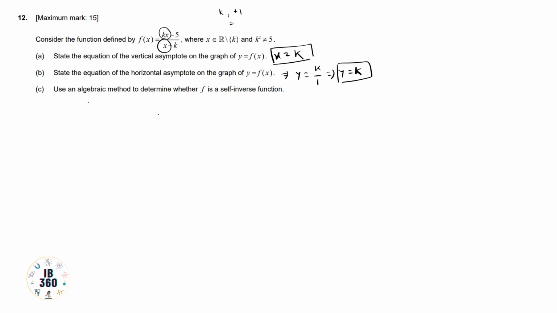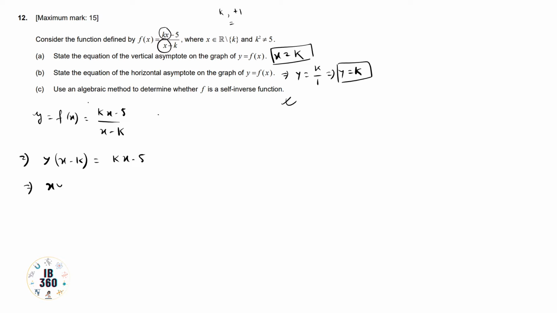Now we have to use an algebraic method to determine whether f is a self inverse function or not. How will we find out? From the equation y equals f of x equals kx minus 5 divided by x minus k, just multiply. So y into x minus k is equal to kx minus 5.